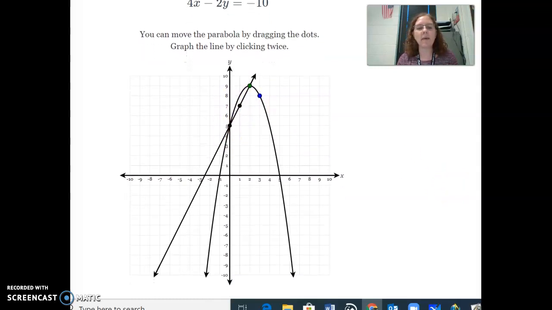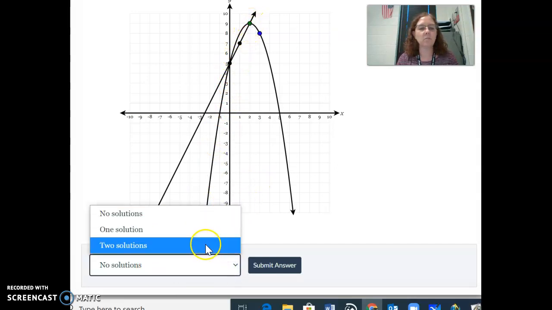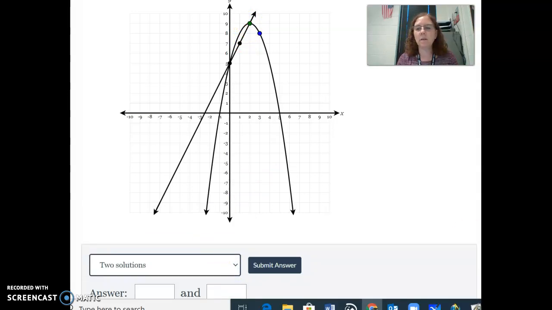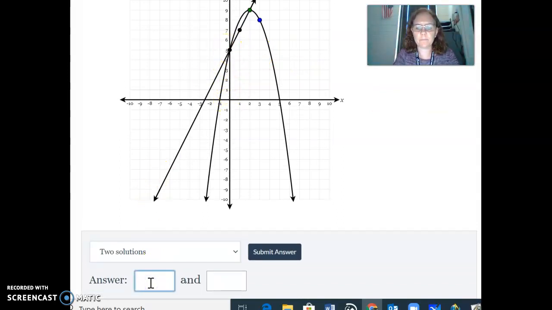Okay, so now remember, the answer is the point where they intersect. So down here, it's going to ask me, how many solutions do I have? Well, they intersect here, and they also intersect here. So that's 2 solutions. So click on 2 solutions, and then it'll ask me what they are. So this one first, x and then y. So my x value is 0. My y value is 5. 0, comma 5.